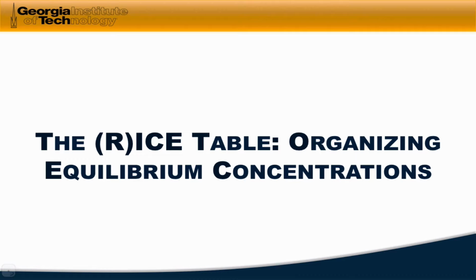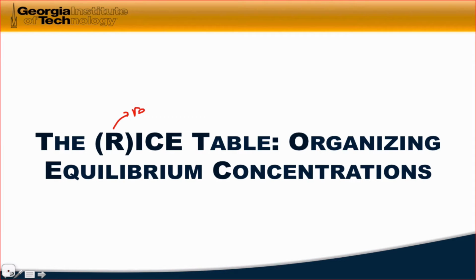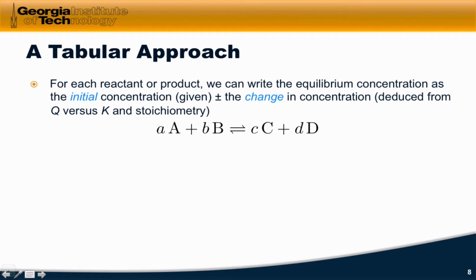And it's really an organizational device that helps focus our thinking and organize the important values for equilibrium problems as we solve them. The R in RICE stands for reaction, and you don't always see this in examples of ICE tables, but it's very important to use the balanced chemical equation when solving equilibrium problems, which is why I like to include the R when thinking about solving equilibrium problems using an ICE table. A well-organized way to solve equilibrium problems involves using a tabular approach.